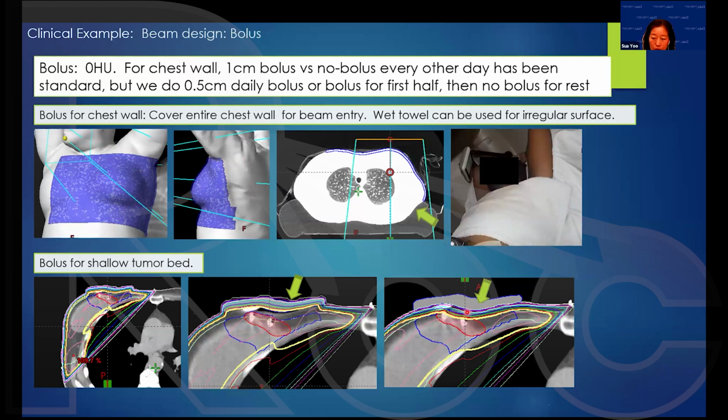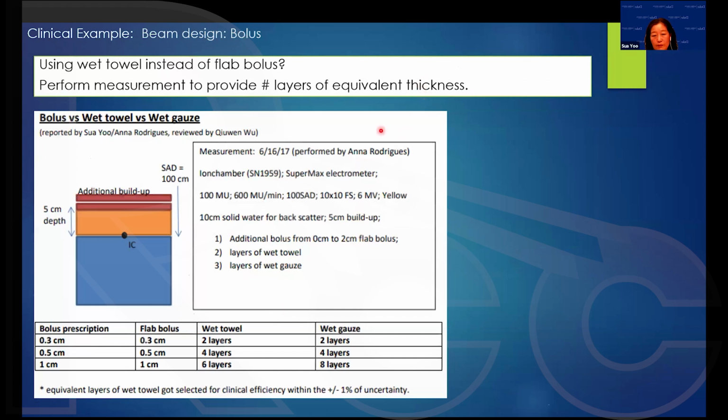This is without bolus, and 100% doesn't cover the tumor bed. So for a shallow tumor area, you need to think about bolus. I mentioned the wet towel. Sometimes wet gauze for the small area, wet towel for the large chest wall area could be used.